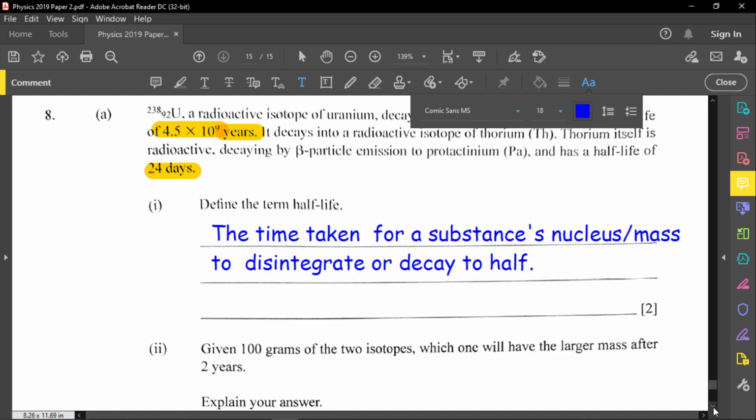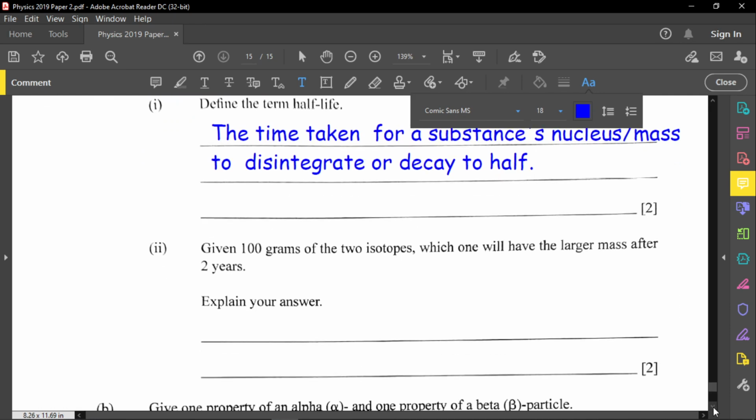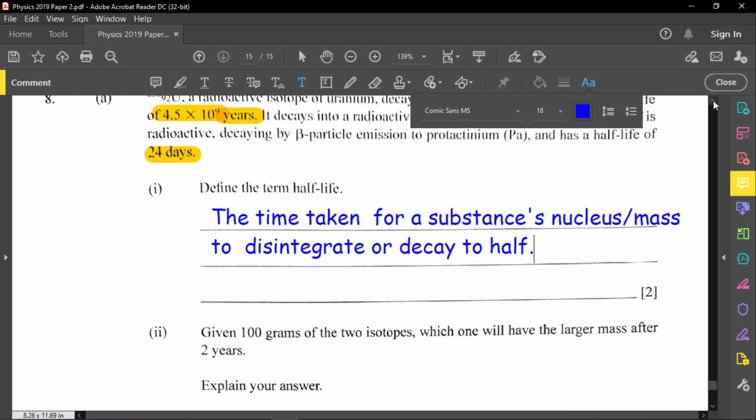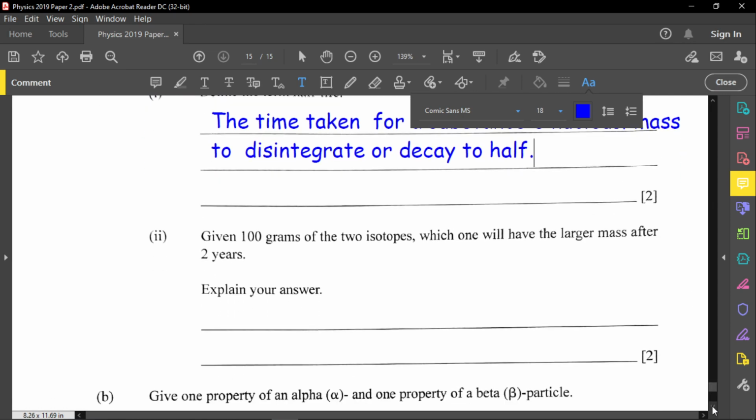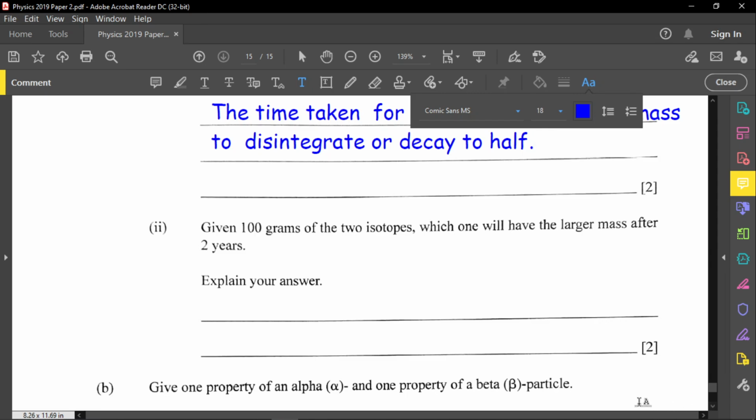So the next part of the question said, given 100 grams of the two isotopes, which one will have the largest mass after 2 years? Again, the uranium takes a very long time to break down. Notice the half-life here is 4.5 times 10 to the 9 years. So the half-life is very, very long, and it's going to take a very long time to break down. So here it is going to be uranium.